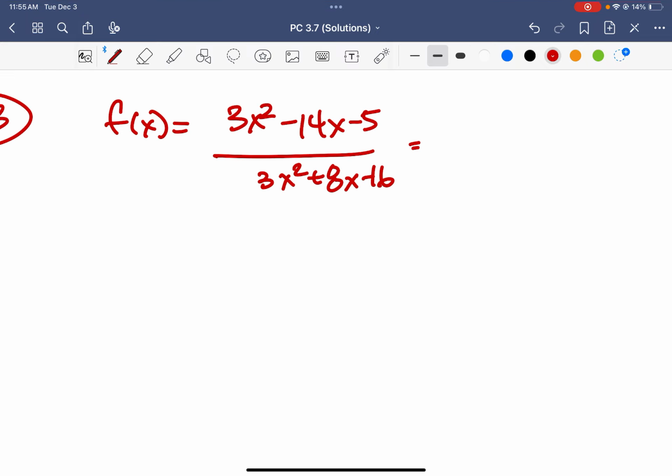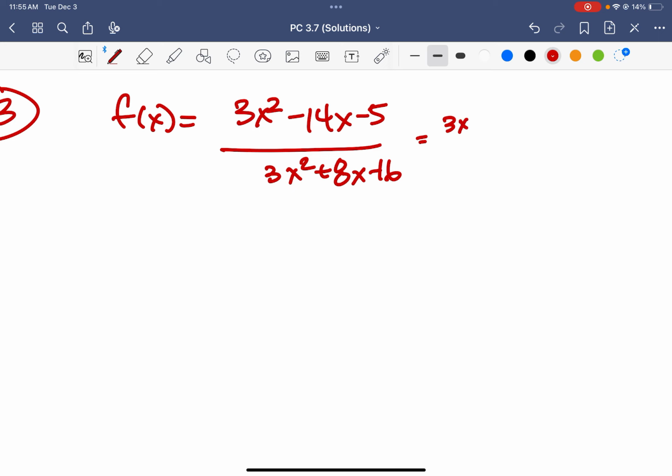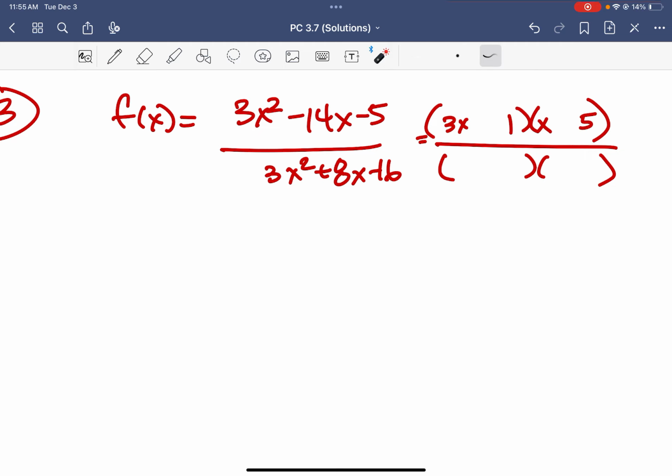So I'm going to try and factor this first. I know it's going to have this and an x, and I know this is probably going to be a 5 and a 1. And that works out because I need 15 and 1 to get me 14. Since it's negative 14, I want this to be negative and this to be positive. And that's going to give me all the correct terms I want.